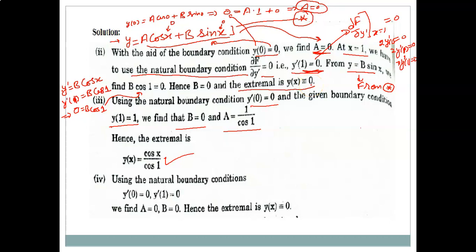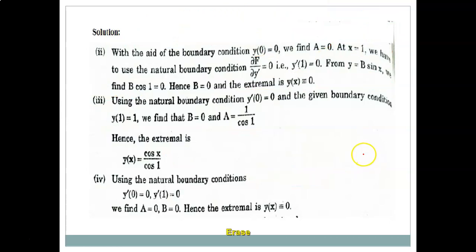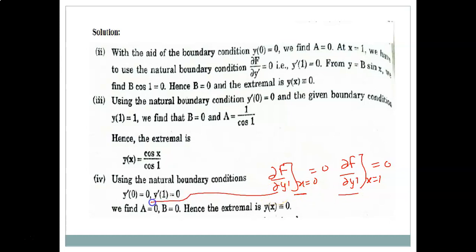In the second case, when one of the boundary conditions is given, in the same manner you can find the extremal. In the third case, you have to apply the natural boundary conditions at both ends. That means the natural boundary conditions will be curly f over curly y dash at x equal to 0 is 0, and curly f over curly y dash at x equal to 1 is also 0. Using both of these, you get the natural boundary conditions, and after applying these you get a 0, b 0. Again, the solution comes out to be y(x) equal to 0 in this case.